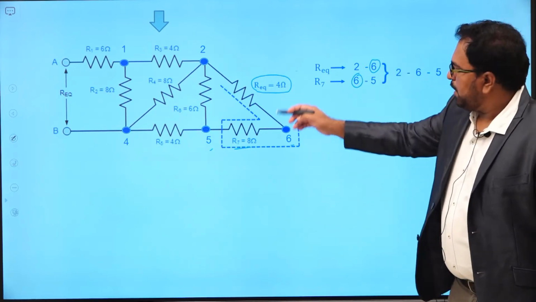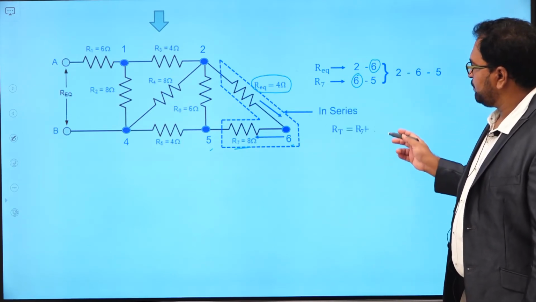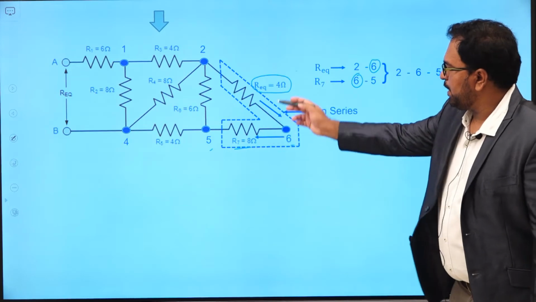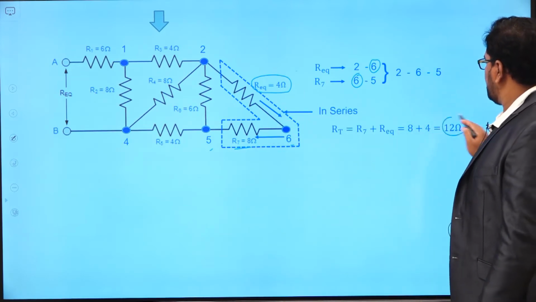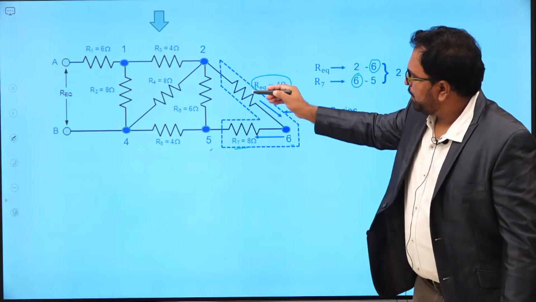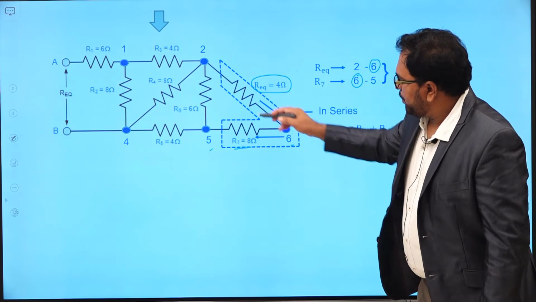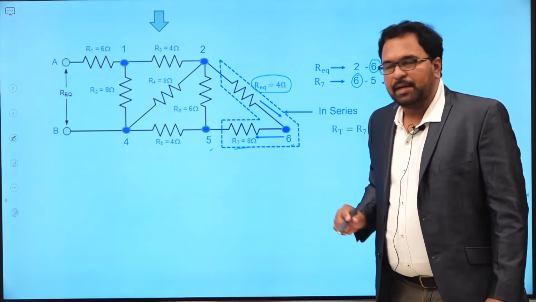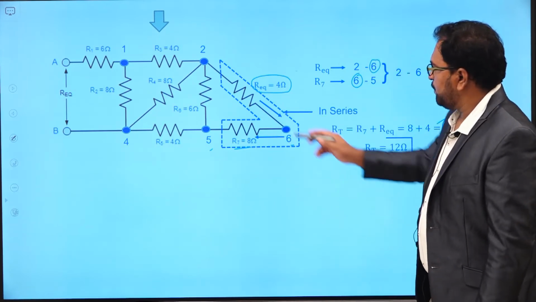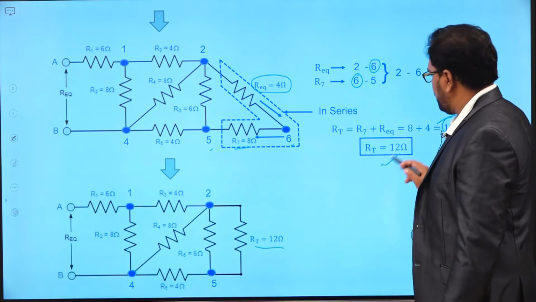So when two elements are connected in series, you can calculate R equivalent as R1 plus R2. So 4 plus 8, which gives 12 ohms. Now we can remove these two resistors. When you remove these two resistors, you are going to place a single resistor. And while removing these two resistors, this node 6 is also going to be eliminated. So instead of these two resistors, we are going to connect a single resistance of value 12 ohms.